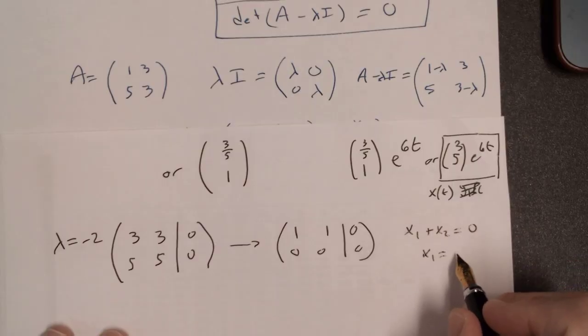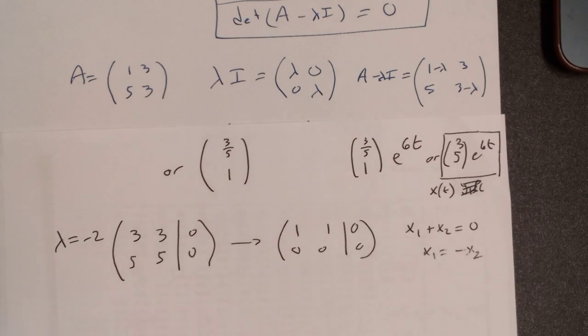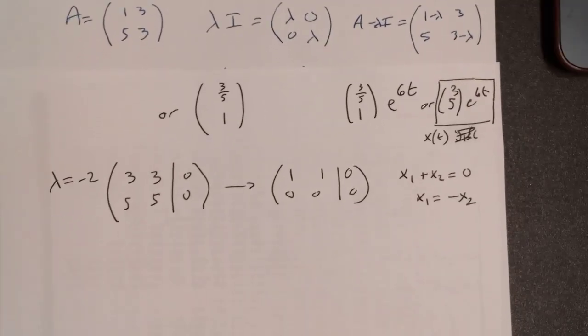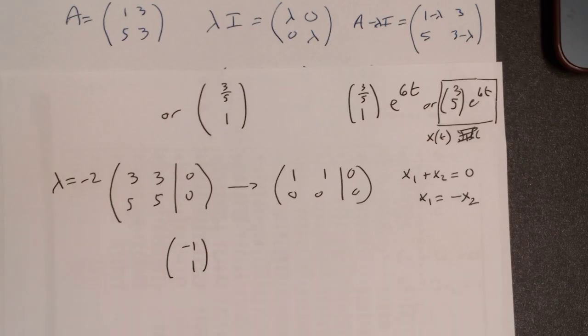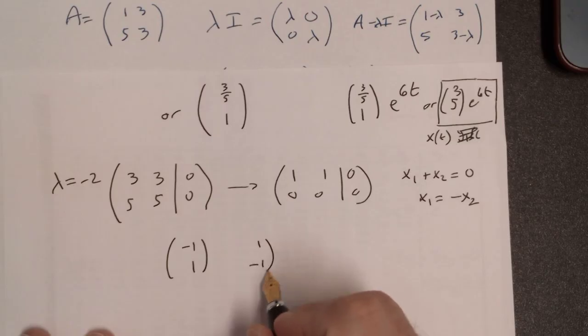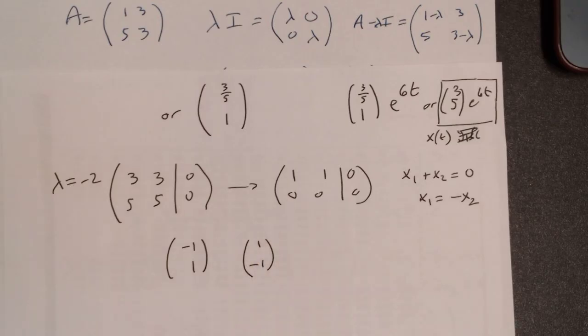So x1 is the same as -x2, right? Pick a value, give me a vector. Pick a value for x2. Okay, then I would use -1, 1. Maybe you pick it the other way around. Maybe you choose to use -1, -1, like that, right? You could use 3, -3, or -17, 17. I don't care what number you use. But if we go back and look, this is going to go with the e to the 2t.